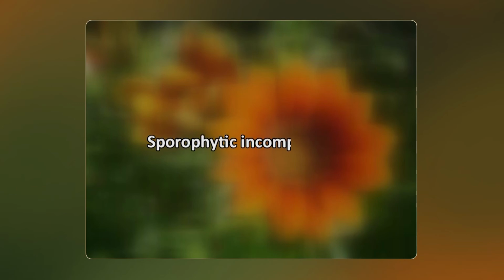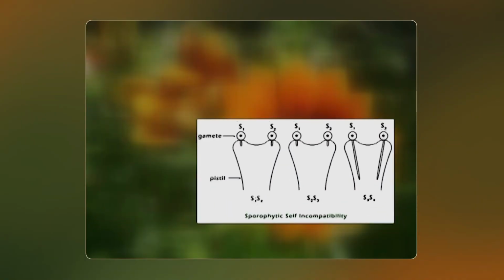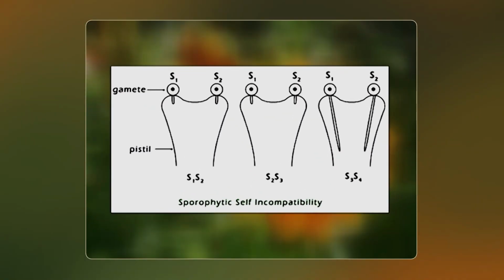Now we come to the sporophytic incompatibility. In sporophytic incompatibility, the stigma is the site of rejection reaction. Following incompatible pollination, the pollen grains either fail to germinate on the stigma, or if germinate, the malformed pollen tubes are unable to penetrate the stigma, which develop callose depositions in the stigmatic papillae.